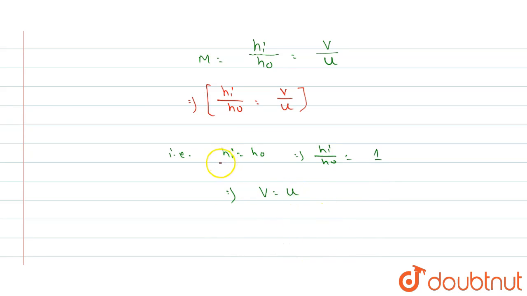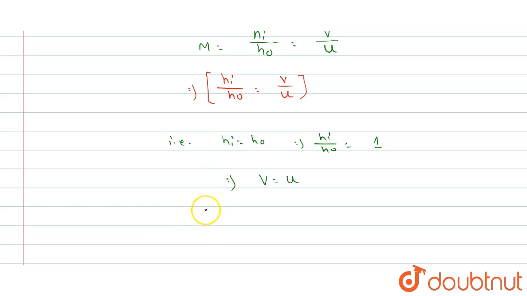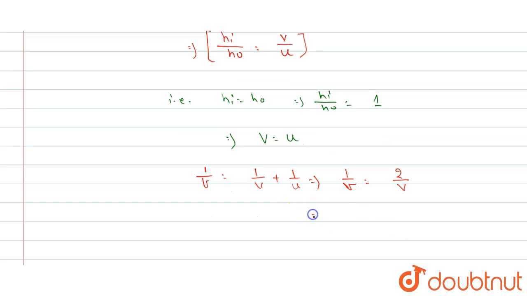Now students, we know the lens formula is 1 by F is equal to 1 by V plus 1 by U. Again, V is equal to U, so we can write 1 by F is equal to 2 divided by V. That implies the focal length of the lens is V divided by 2. This is the case where the surrounding is air.